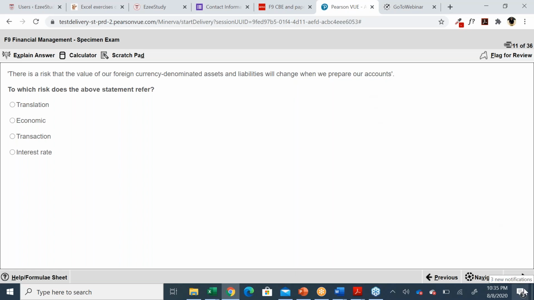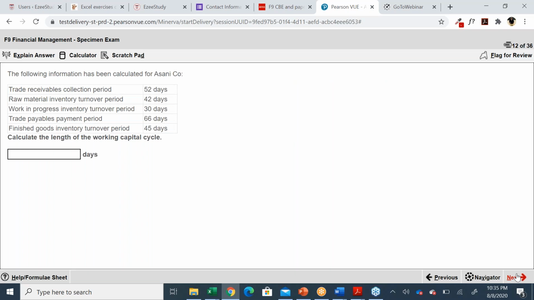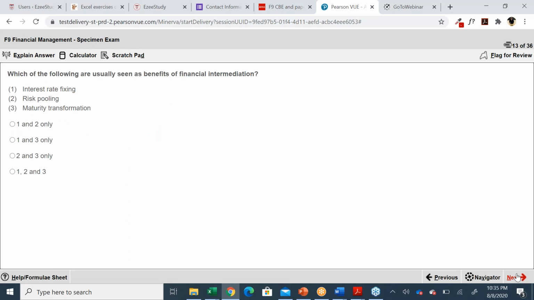Yeah, it's a translation risk, right? Okay, again, it's a very straightforward question. I'm not discussing it, but I will recommend you people to go through this specimen exam. It's a very good exam. Very good exam.